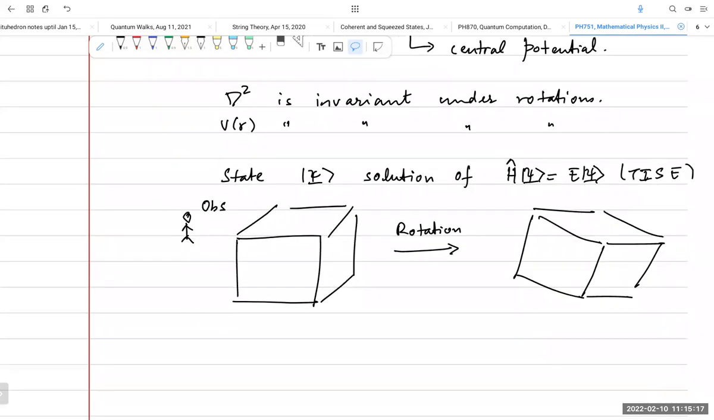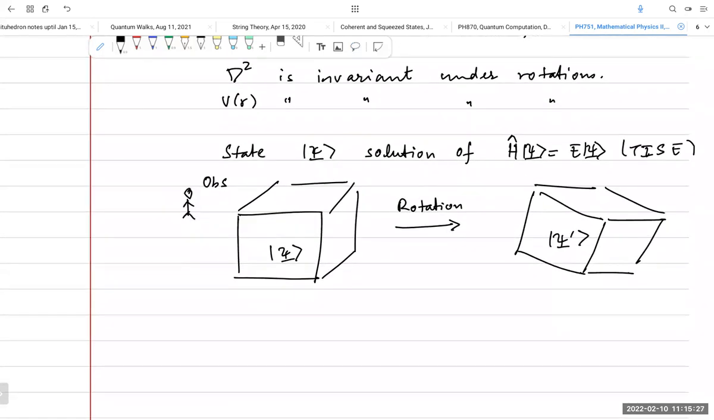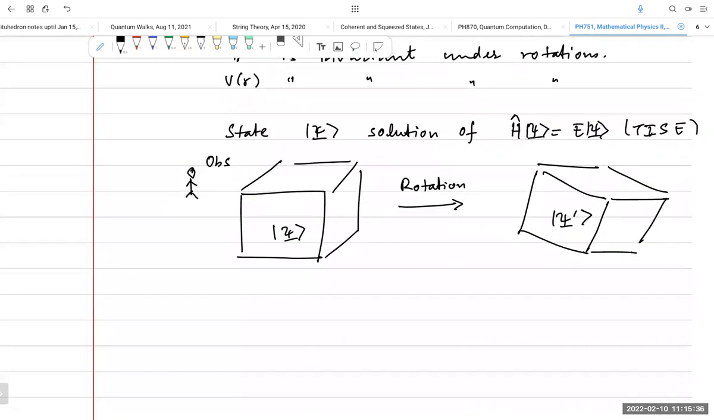So in the first case, my state was psi. Now my state will be different; it will be some psi prime. So psi prime should be related to psi in some way. What should be the relation between psi prime and psi? Can anybody tell me? How will they be related?